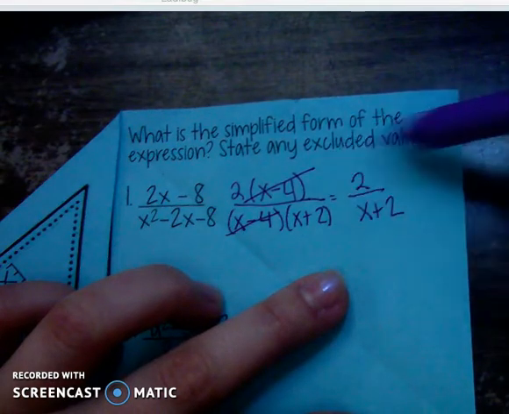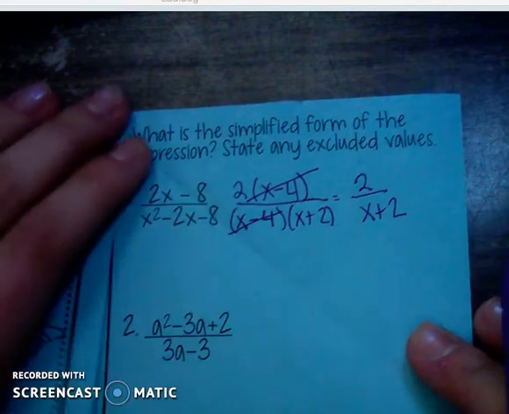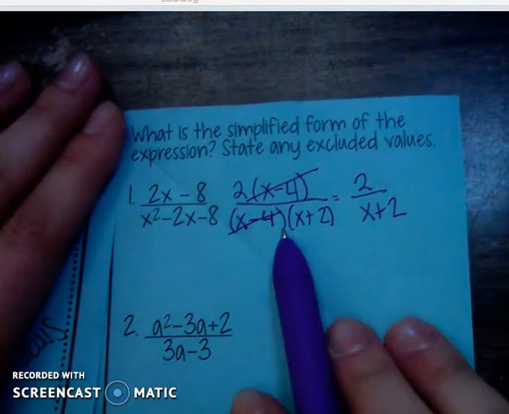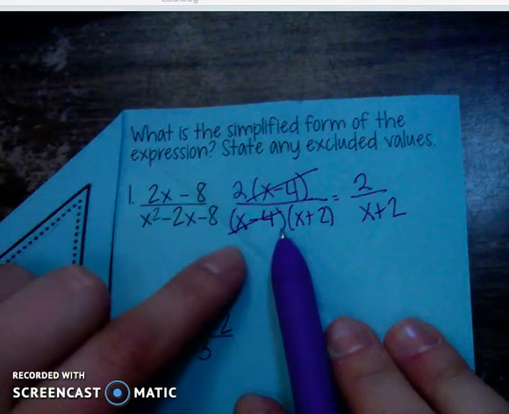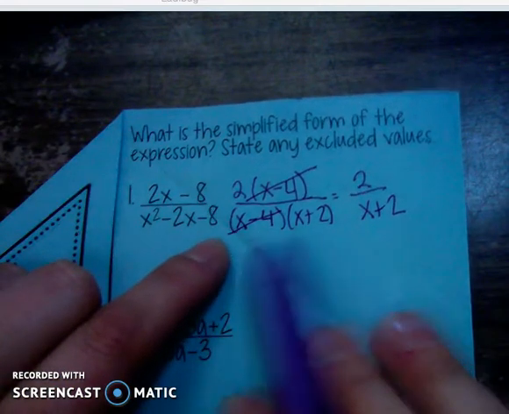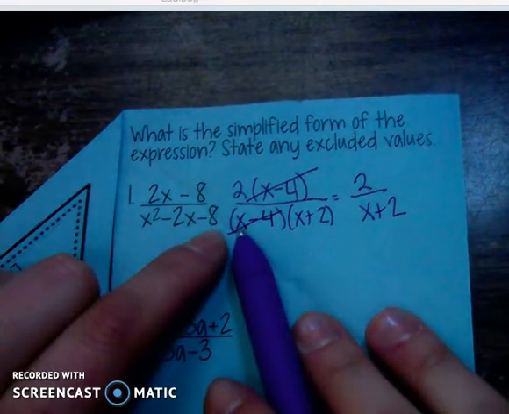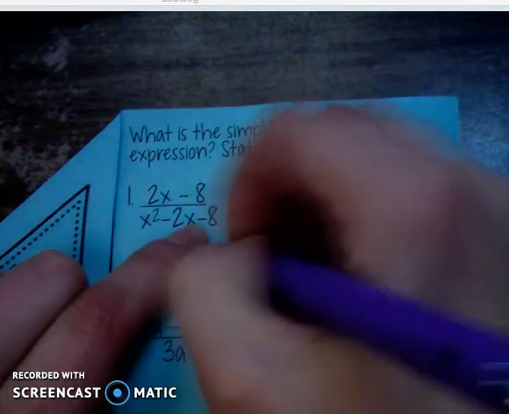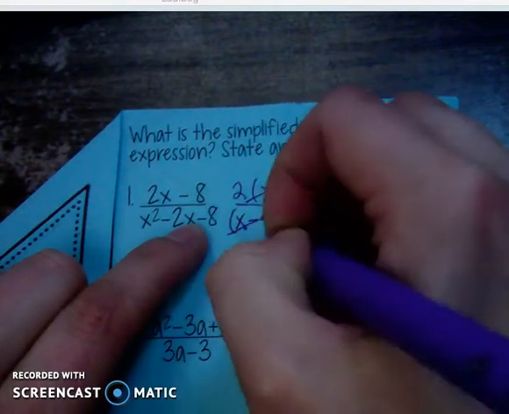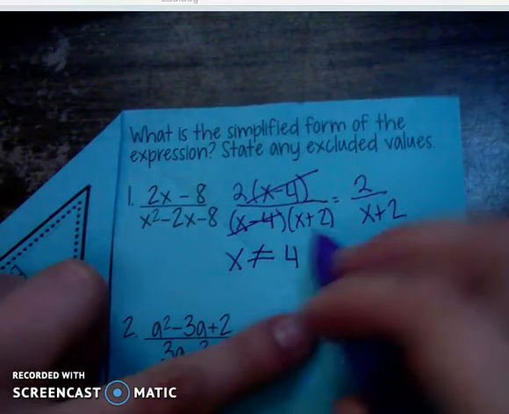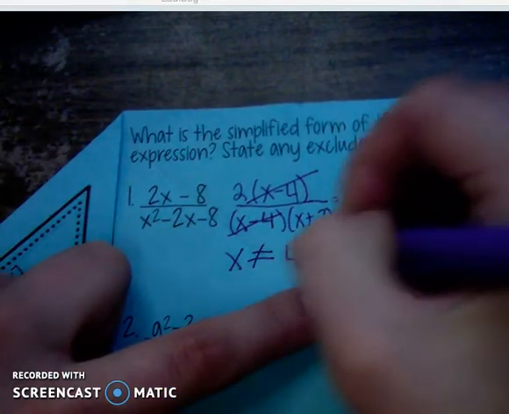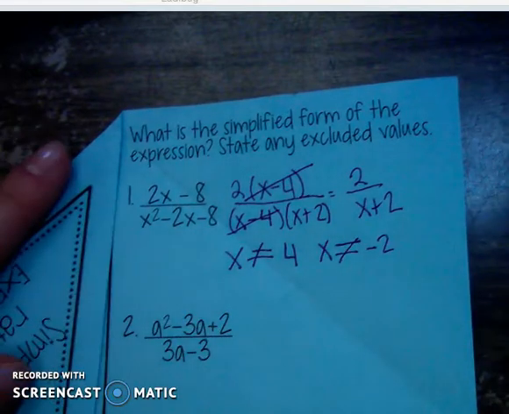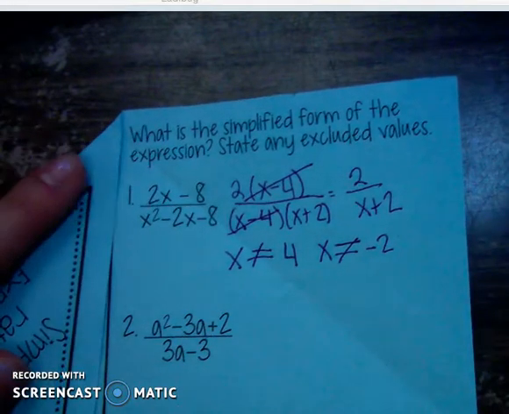So now I need to state any excluded values. From the original equation, so technically right here, but after it was factored out, what are the two numbers that I can't have x be? Well, I can't have x be a positive 4 because 4 minus 4 is 0. So x cannot equal 4. And x can also not equal a negative 2 because that would zero out the bottom portion of our complex fraction there.